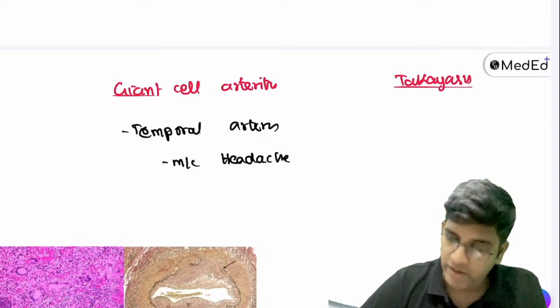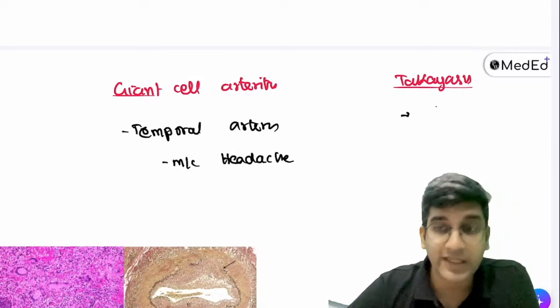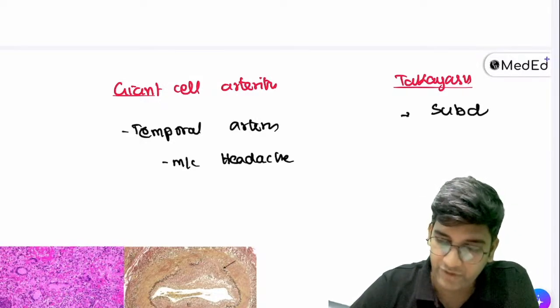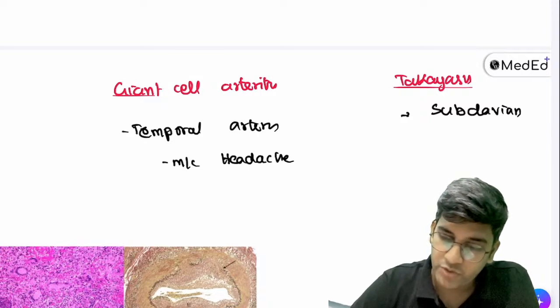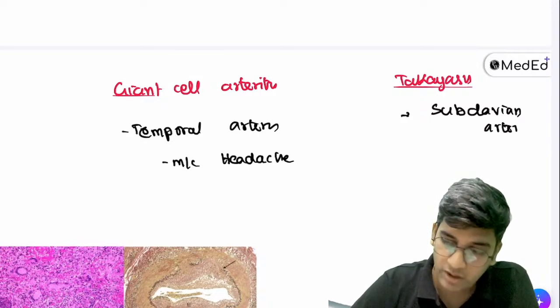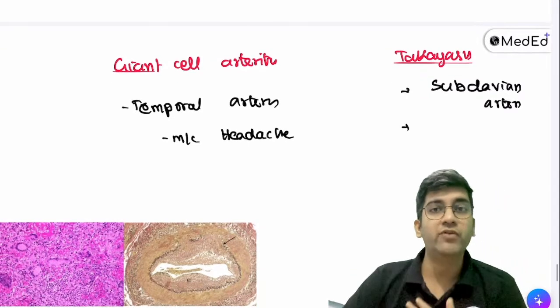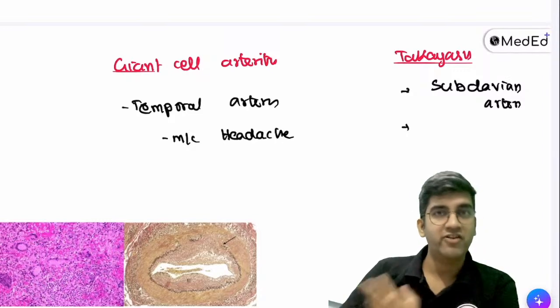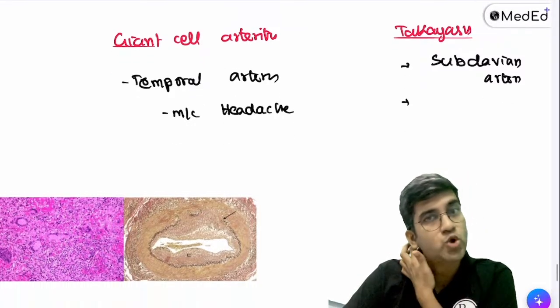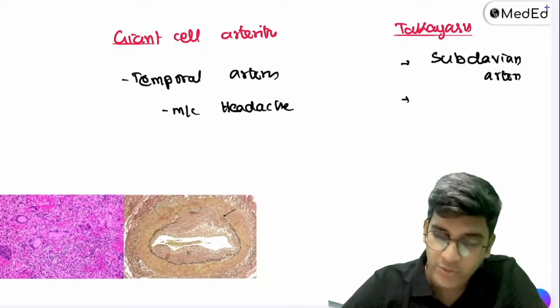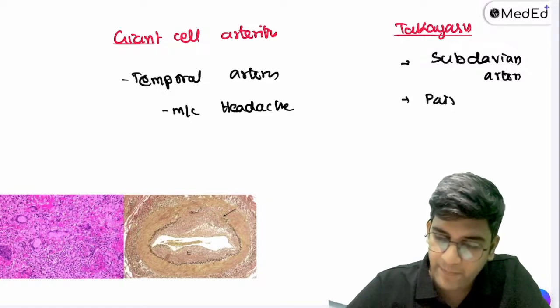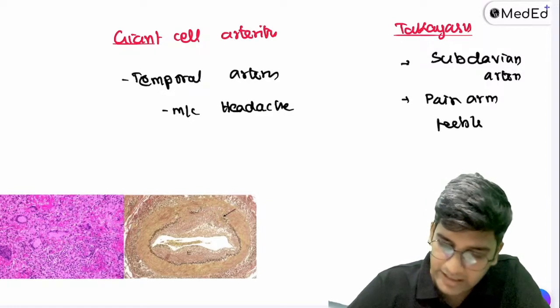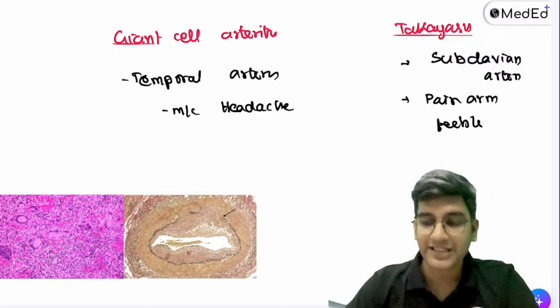In Takayasu, the commonly involved artery is subclavian artery. So since subclavian artery is most commonly involved, it might involve your limbs, feeble pulses. That's why it's also called a pulseless disease, right? You'll have a pain in the arm. We can have a feeble radial pulse and ulnar pulse because subclavian artery is getting stenosed, right?